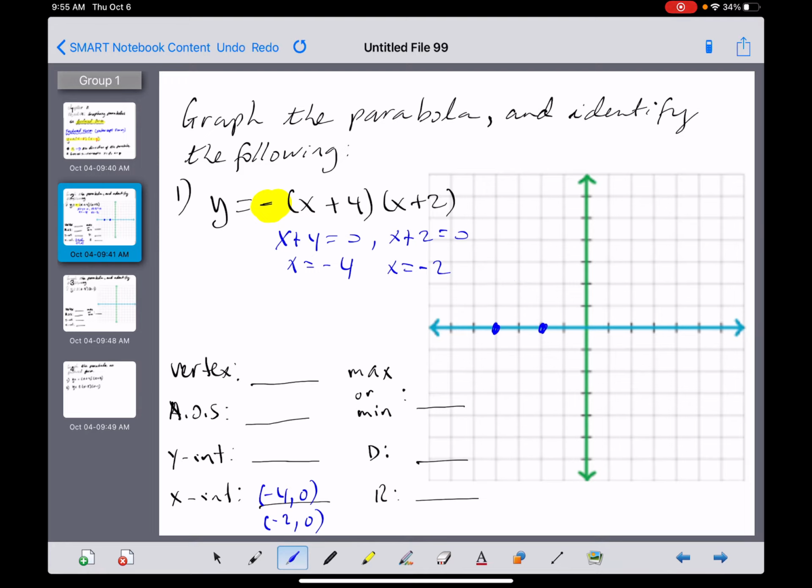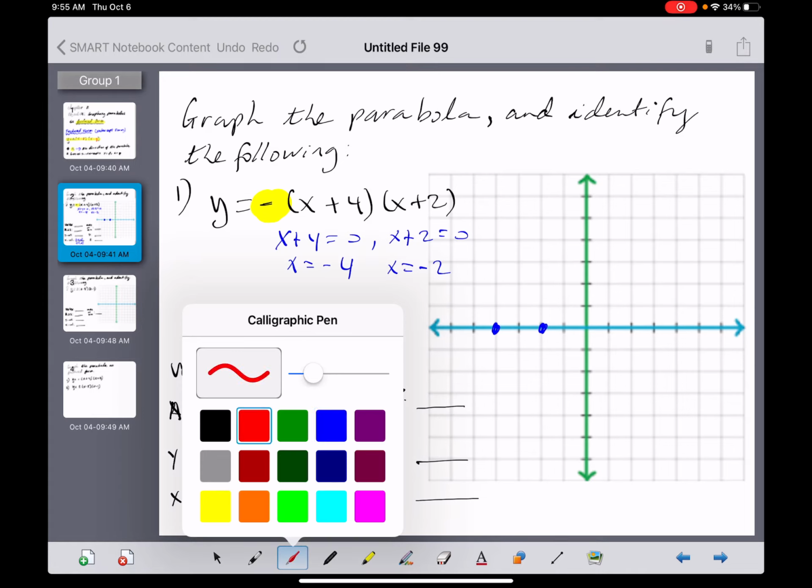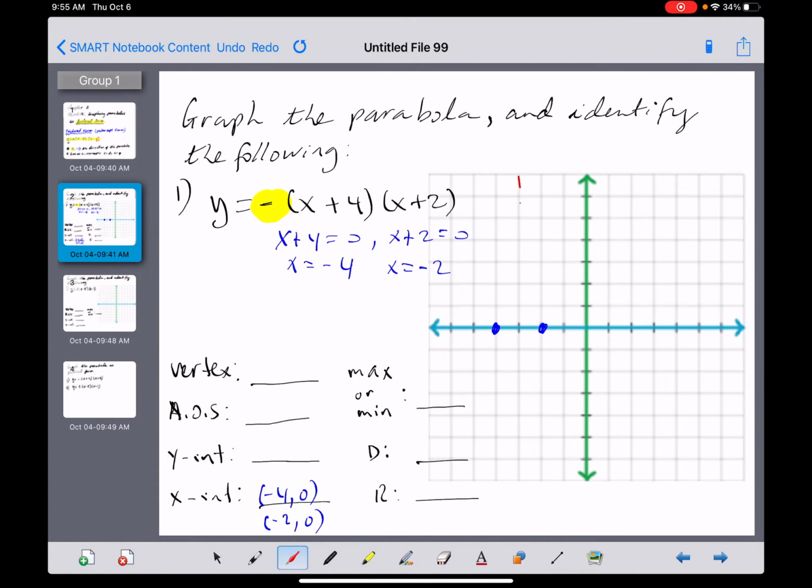Now we're going to find the vertex. To find the vertex, we need to find our axis of symmetry. Remember the axis of symmetry divides the x-intercepts into two halves, like this. So my axis of symmetry is x equals negative 3. That means half of our vertex is negative 3, and we're missing the other half.